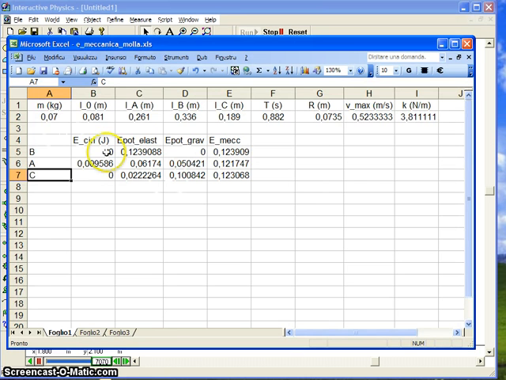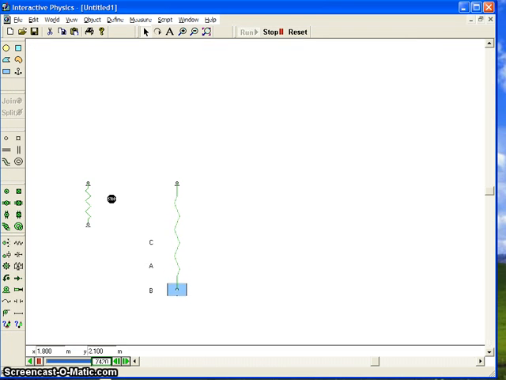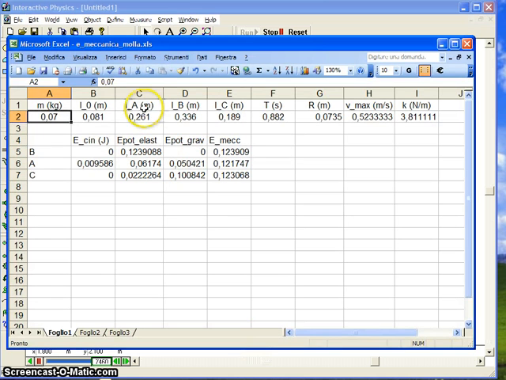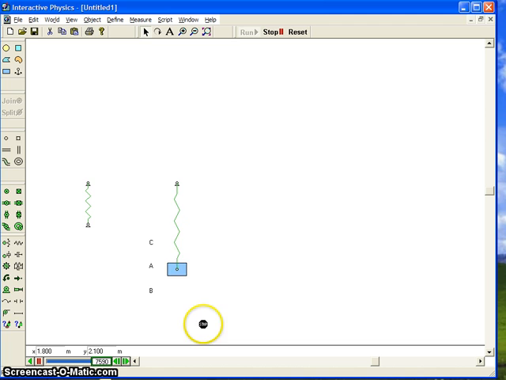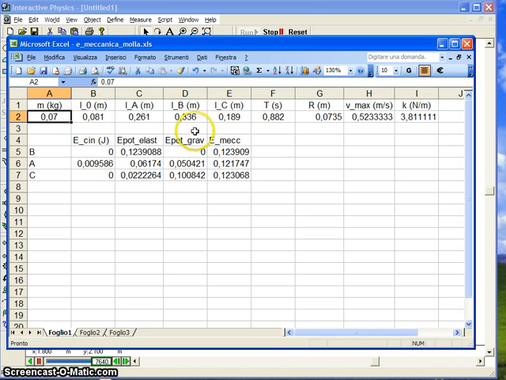You have to report your measures in Excel. So here we report the mass, here the length L0 in this situation. Here the length of the spring during the median position, B position and C position.